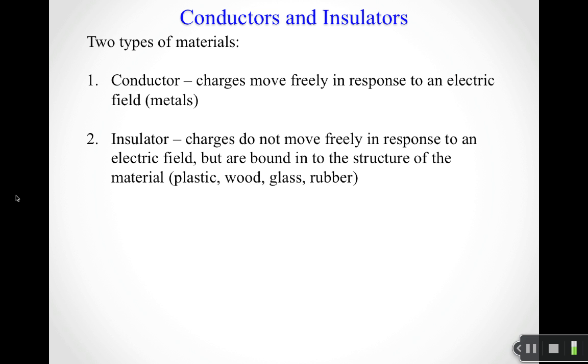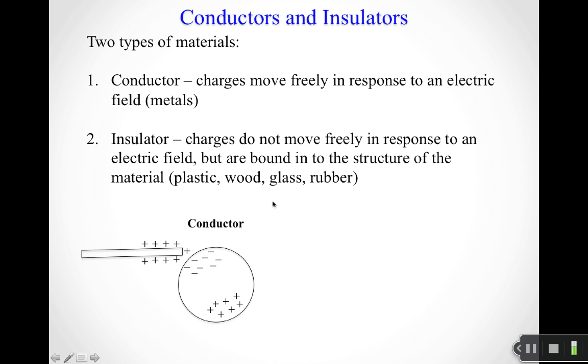Most conductors are metals. And certainly almost all the conductors that we deal with on a day-to-day basis are metals. The other type of material you can have is an insulator. And this is a situation where we don't have charges that can move freely in response to an electric field. Instead, the charges are bound inside the structure of the material. So, plastic, wood, glass, rubber, these are all relatively good insulators.